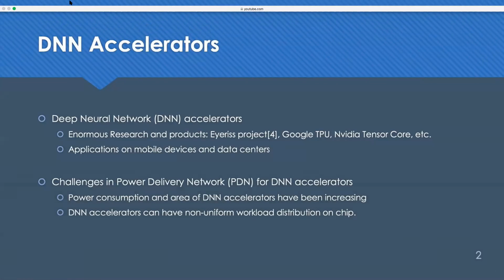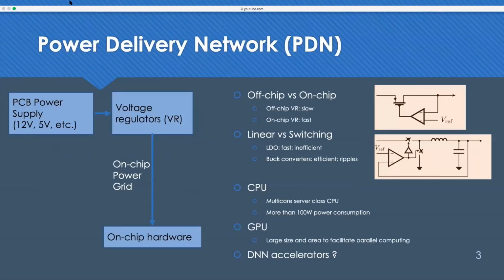The increasing power and non-uniform workload distribution have made power delivery network design for DNN accelerators much more challenging. A power delivery network converts down the PCB supply voltage with voltage regulators and uses power grids to deliver power to transistors of the hardware. Voltage regulators can be applied on-chip or off-chip. They can be switching voltage regulators or linear voltage regulators.